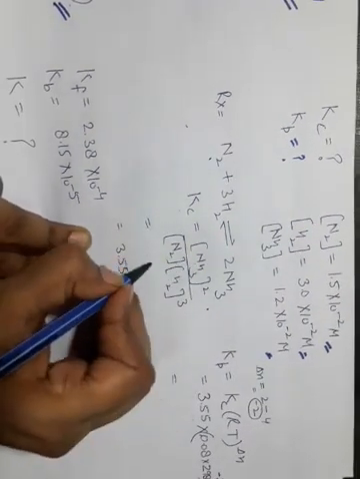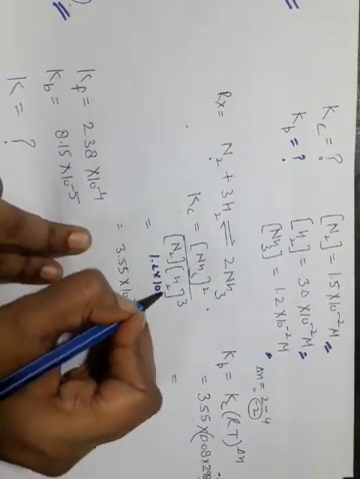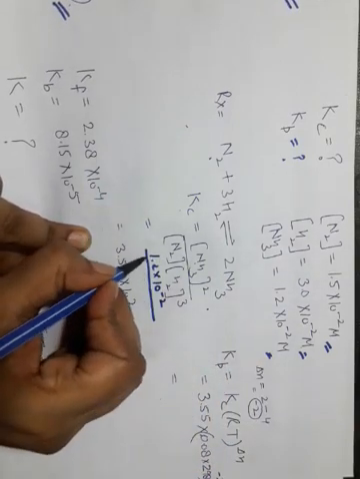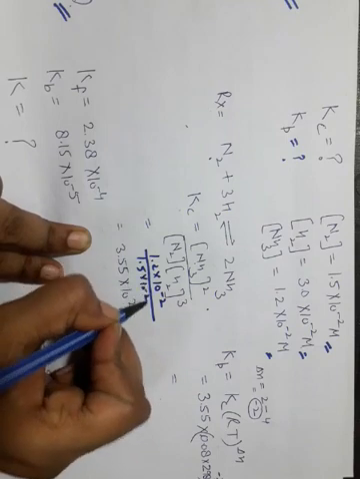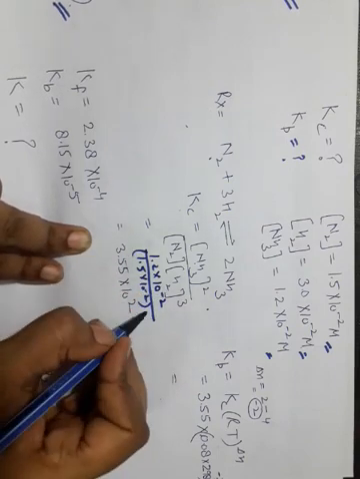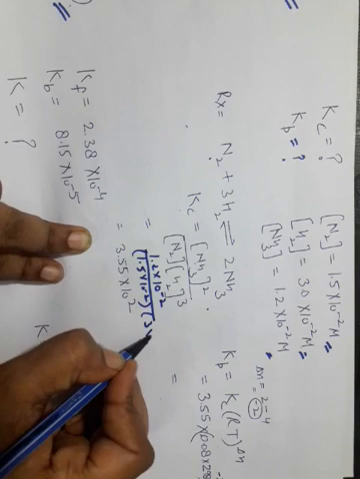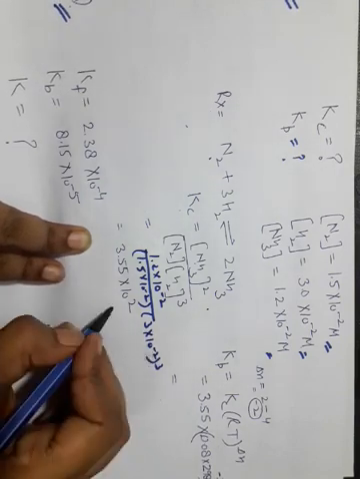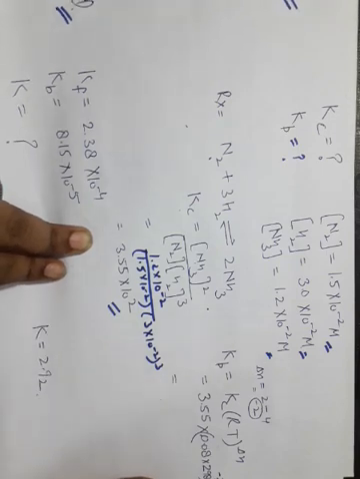NH3, the value of NH3 is 1.2 into 10 to the power minus 2. Nitrogen, it is 1.5 into 10 to the power minus 2. Hydrogen, the value is 3 into 10 to the power minus 2, to the power thrice, and by solving this we get the value 3.55 into 10 to the power 2.